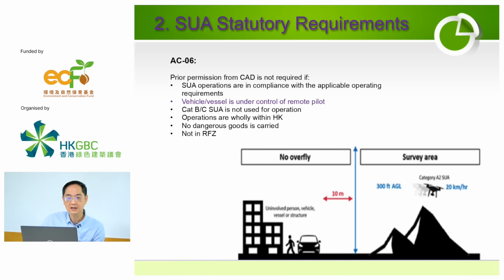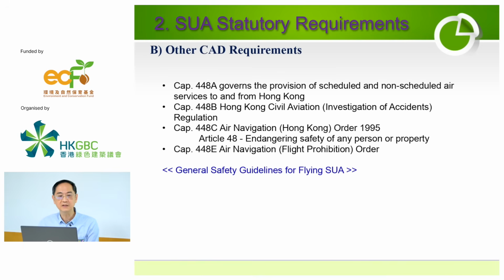Oh, let's speed up a little bit. The other CAD requirements are given in the 448A for the scheduled and non-scheduled air services to and from Hong Kong; 448B, the investigation of accidents. If some accident happens, then we need to refer to this one after our operations. And the 448C, the air navigation Hong Kong order, endangering safety of any person or property. The final one is the 448E, air navigation flight prohibition order. For the details of how to operate SUA, we need to refer to the General Safety Guidelines for flying SUA.